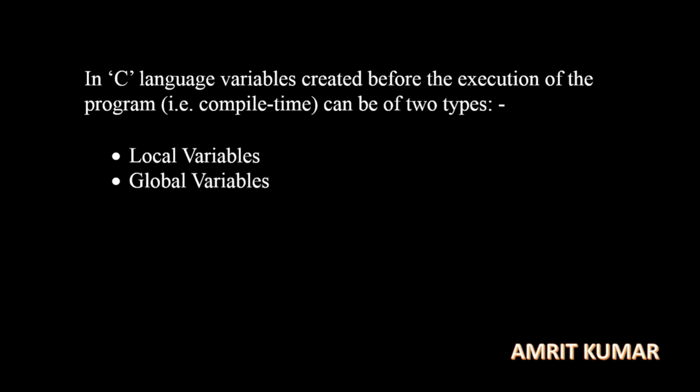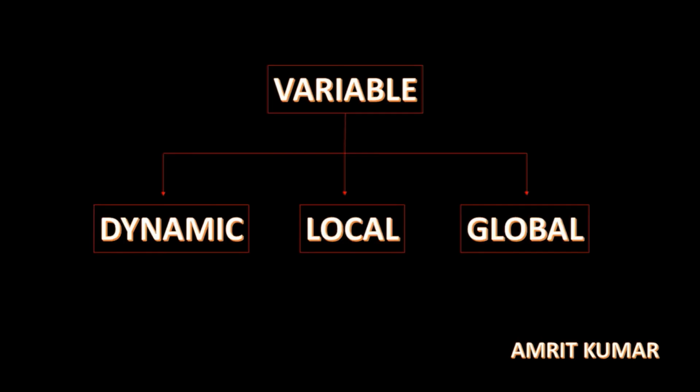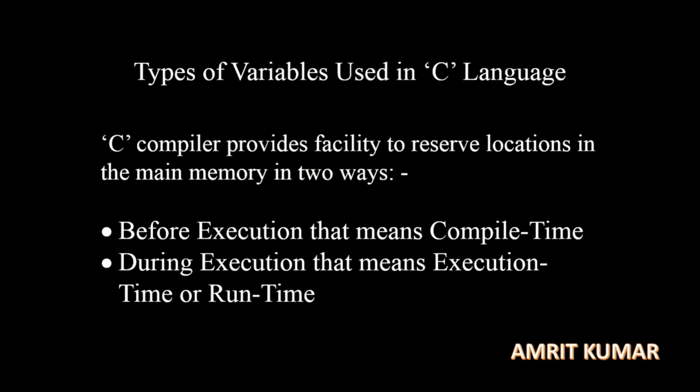So in C language, variables created before the execution of the program, that is, at compile time, can be of two types. What we have learned here is the types of variables used in C language. The C compiler provides a facility to reserve locations in the main memory in two ways: before execution time, that means compile time, and during execution time, that means run time.